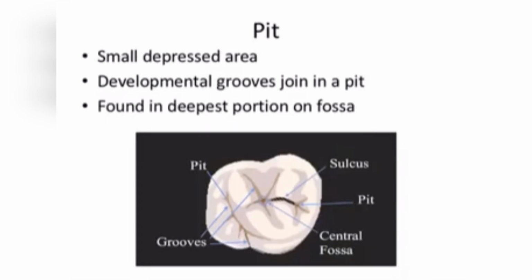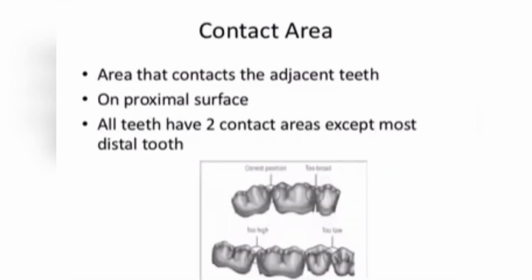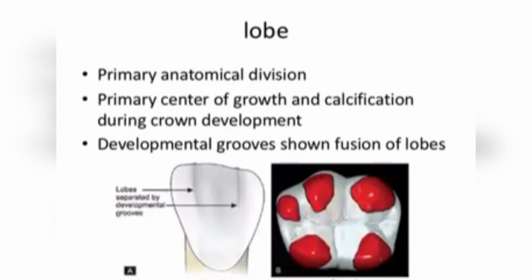Pit. Pit is a small depressed area. Developmental grooves join in a pit. It is found in the deepest portion on the fossa. Contact area. The area that contacts the adjacent teeth and is present on the proximal surface is called the contact area. All the teeth have 2 contact areas except the most distal tooth, which doesn't have any contact area.